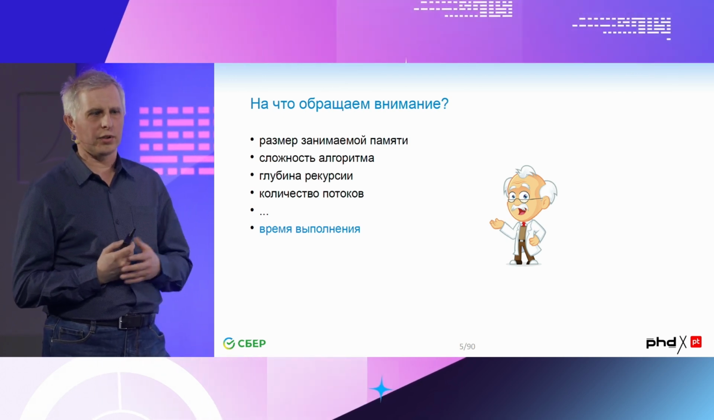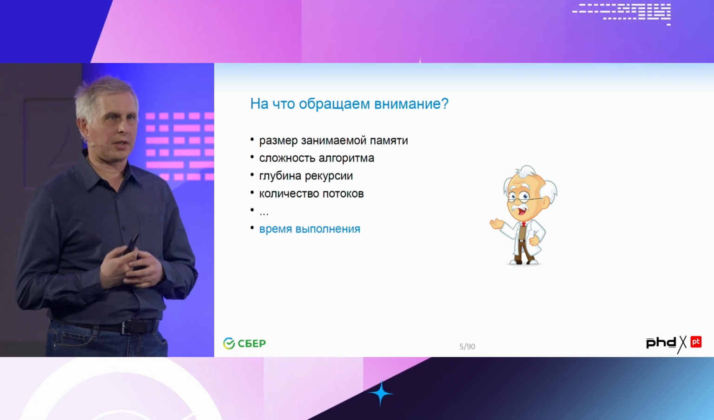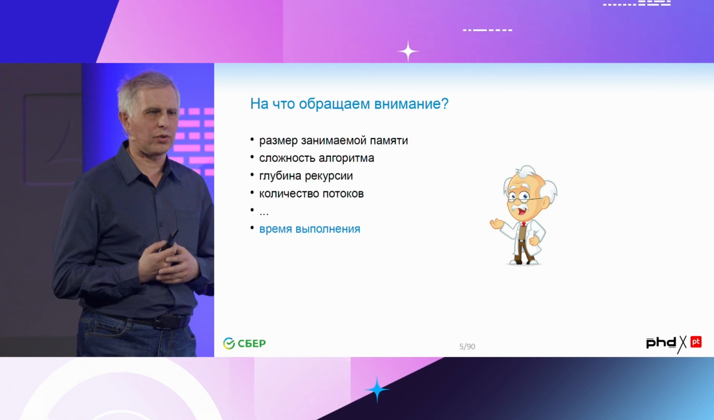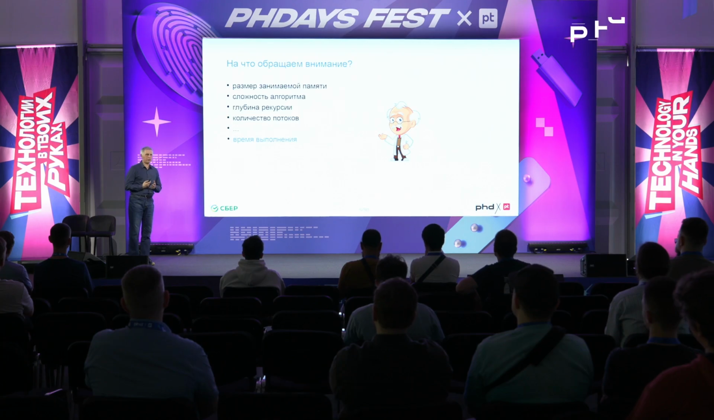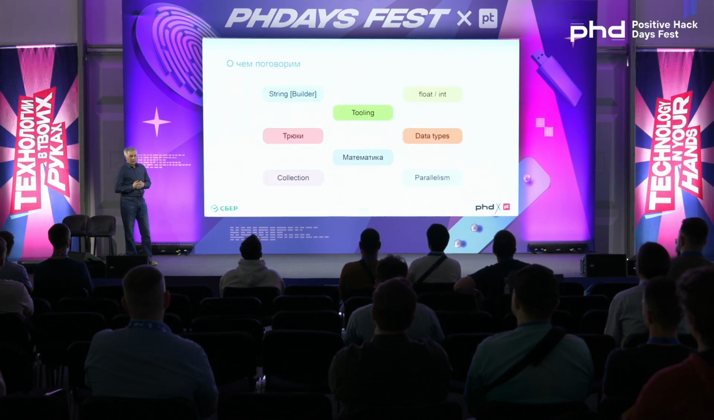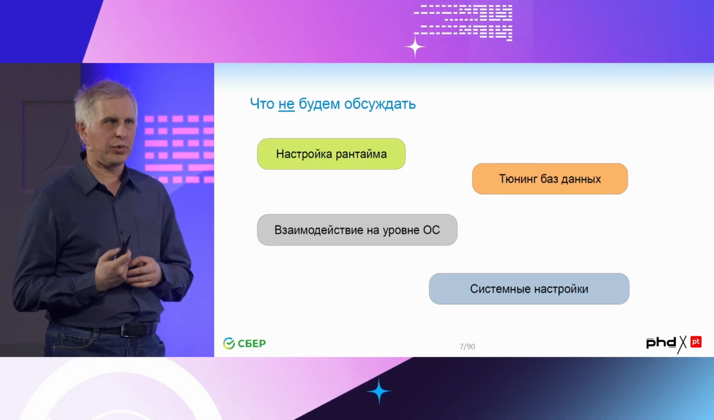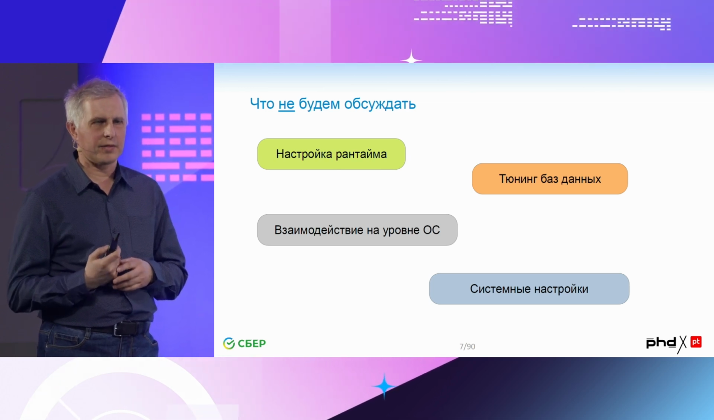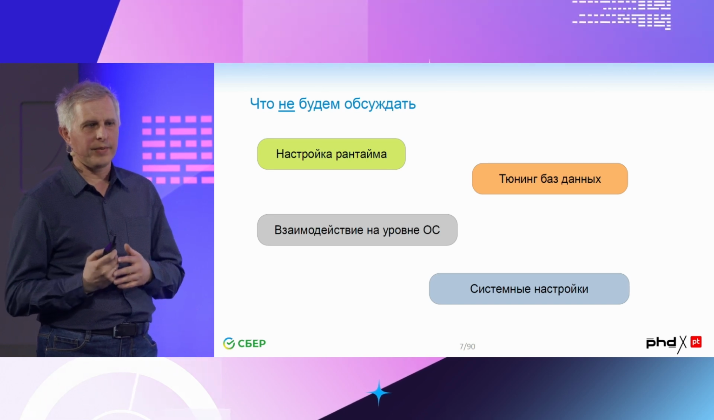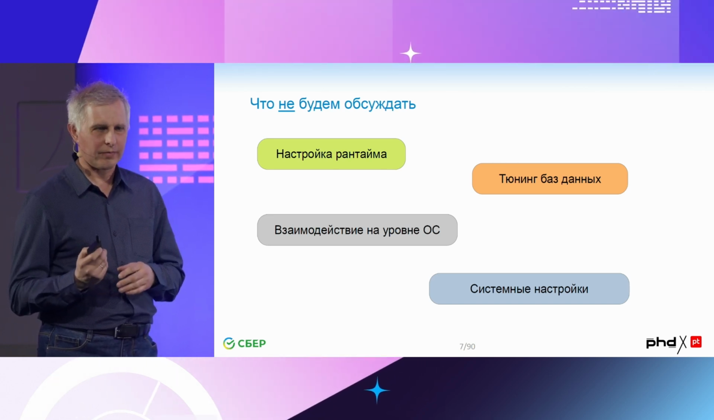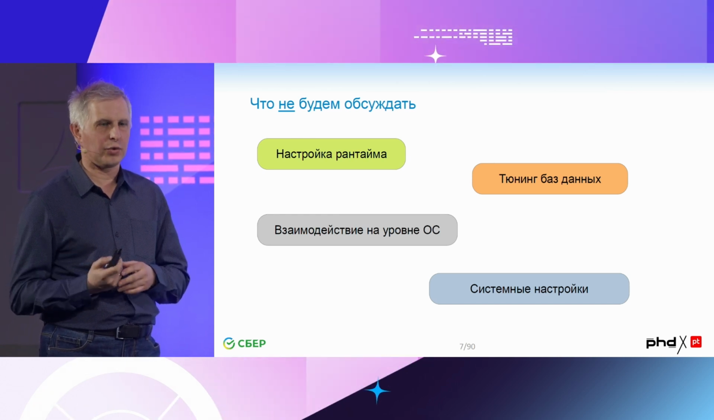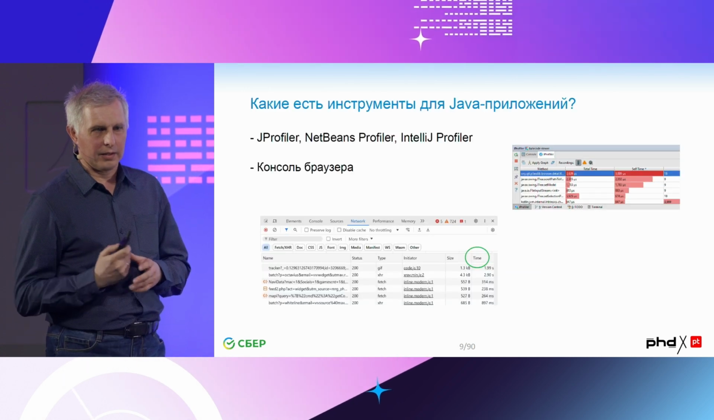What are we going to focus attention on when we talk about productive or fast code? It's the size of memory, algorithm complexity, the number of threads, and time of execution. That's what the person really feels. We're going to talk about strings, math, algorithms and parallelism. What we're not going to talk about is how to tune databases, operating system, interaction system, properties, and even without this optimization, you can improve your code.